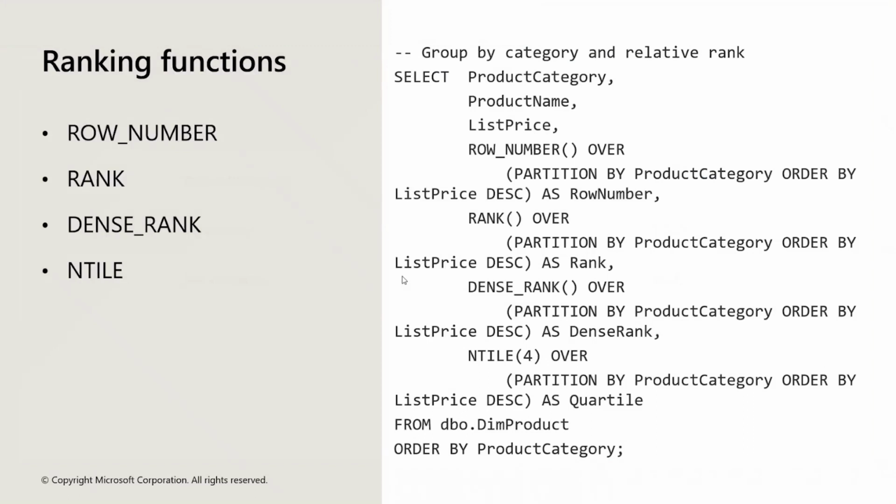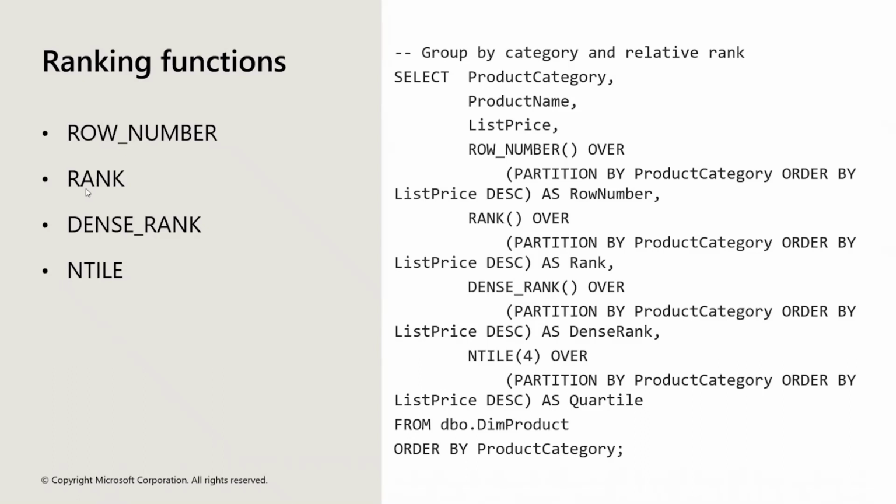Then we can also use the ranking functions. All right. So these functions enable us to partition the data over categories, and each returns a specific value that indicates the relative position of each row within the partition. So row number returns the ordinal position of the row within the partition. For example, the first row is numbered 1, the second as 2, and so on.